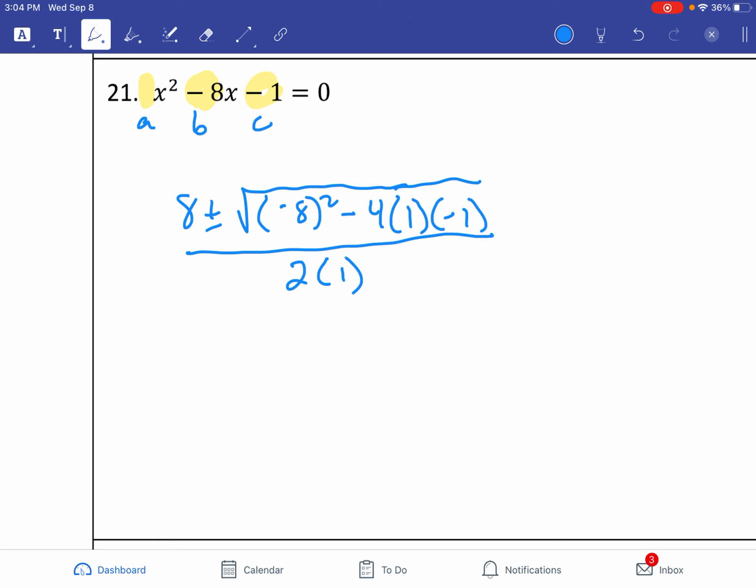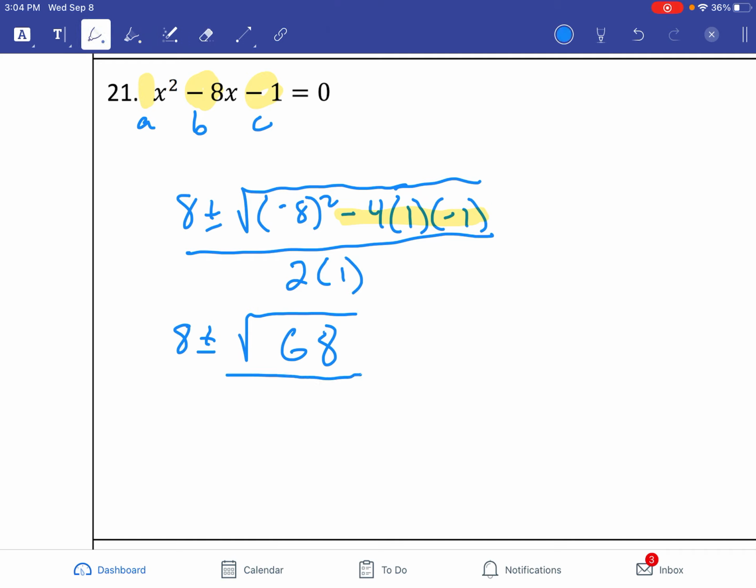All right, now we have to just do this. So the 8 is going to stay the way it is. -8 squared is 64. Okay. And then minus 4 times 1 times -1. So this part here will multiply to be +4. Since the -8 squared is +64, plus 4 gives you +68.